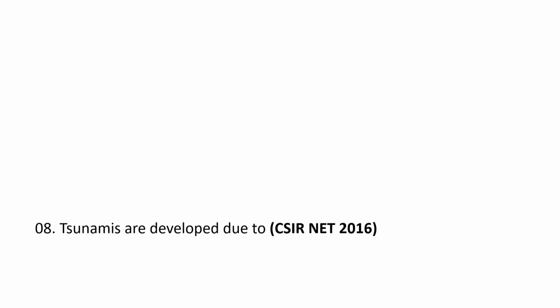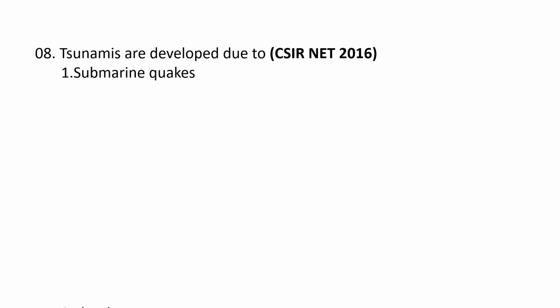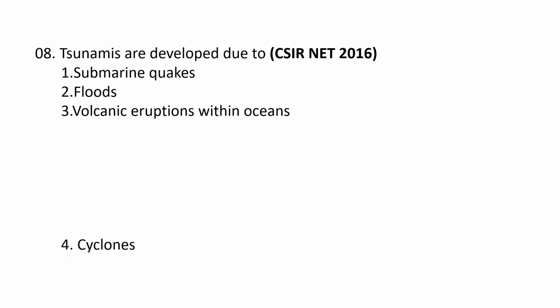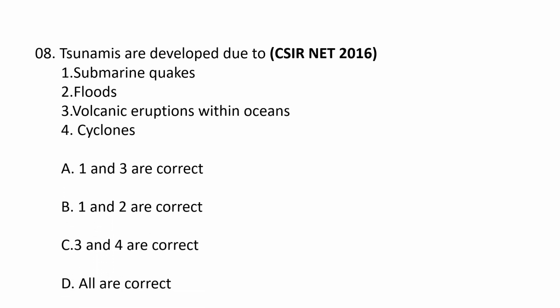Next question. Tsunamis are developed due to 1. Submarine quakes, 2. Floods, 3. Volcanic eruptions within the oceans and 4. Cyclones. The options are A. 1 and 3 are correct, B. 1 and 2 are correct, C. 3 and 4 are correct and D. All are correct. The correct option goes as A. 1 and 3 are correct. Tsunamis are developed due to submarine quakes and volcanic eruptions within the oceans.